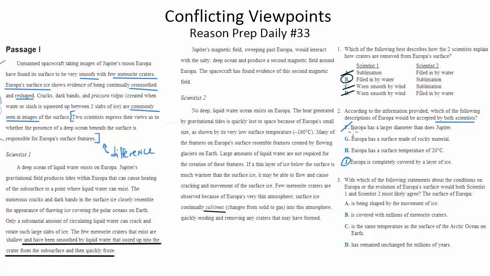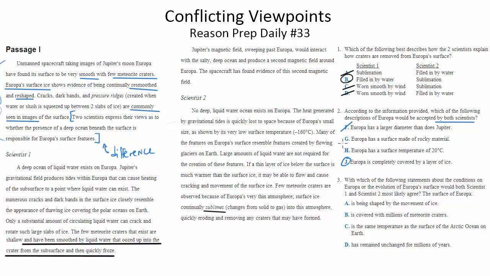F, I don't think they say anything else about it. I think it's the case that Jupiter actually has a larger diameter than Europa, so it's just false. But regardless of that, neither of them really talk about diameters of the planets and the moons. So F just is not supported anywhere.